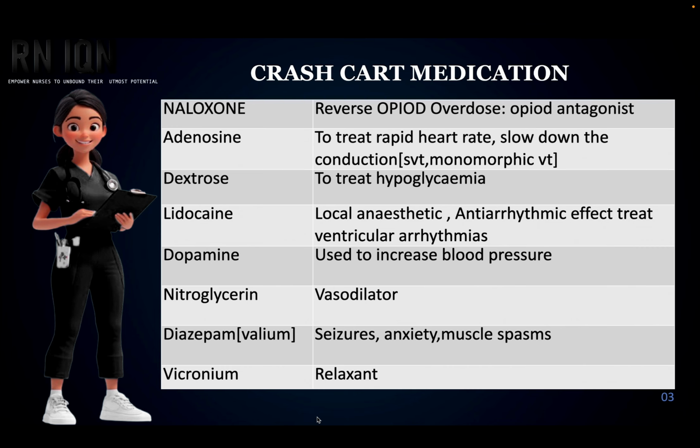About nitroglycerin, it acts as a vasodilator, and it relaxes and widens the blood vessels, improving the blood flow and reducing chest pain, especially in angina. Unstable angina, we are giving nitroglycerin in order to relax and widen the blood vessels. Diazepam, also called Valium, treats seizures and is used to reduce anxiety and in conditions like muscle spasm. Vecuronium acts as a muscle relaxant and is used during intubation or surgery.